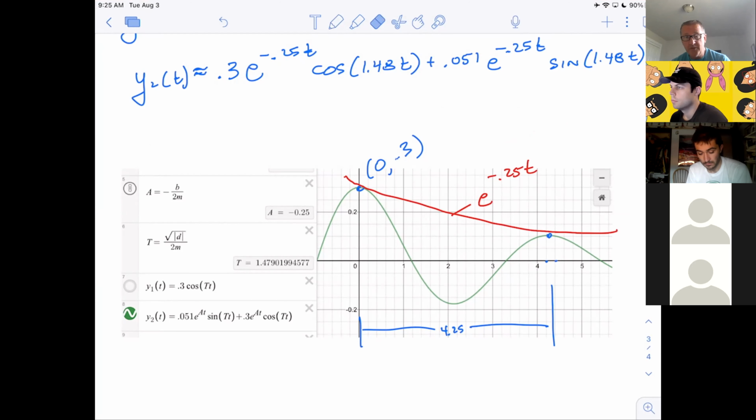So it is the E that's doing the dampening, but it's just not fast enough. That's kind of the idea. That's why it's called underdamped. It isn't slowing it down fast enough. So that's kind of interesting.